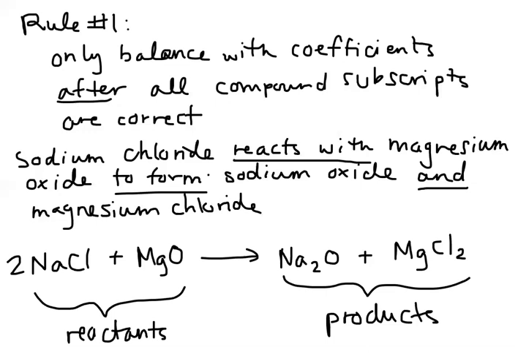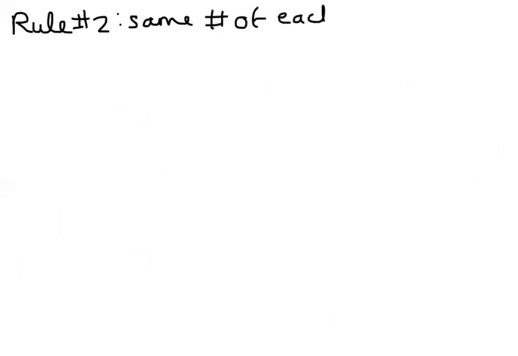So rule number 2 is actually one of the most fundamental rules, and that's that you want the same number of each element on each side. Okay, so rule number 2. That's really the whole point of balancing reactions.